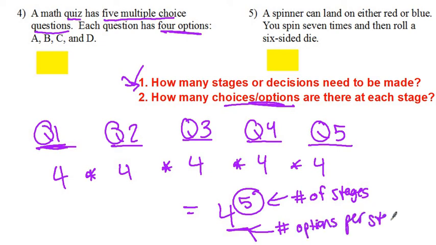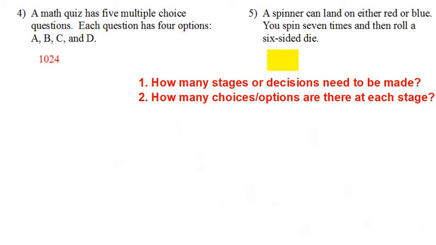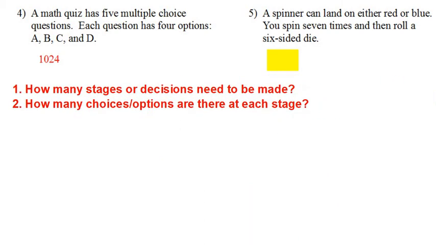Okay, so that's the answer, and you saw how that tree diagram is getting really large even by the 3rd question. If you were to actually draw out that whole tree diagram, I don't recommend it, you would get 4 to the 5th power, and that equals 1024. So you can see why it's not a good idea to use a tree diagram for problems like this.